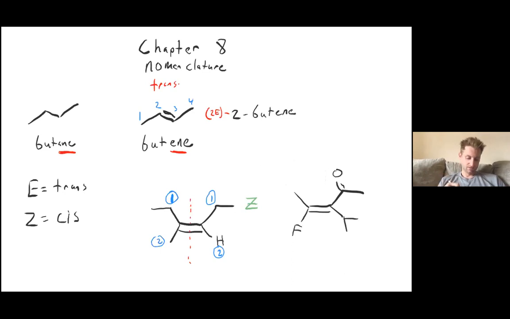Like this here. We're again going to break it in half. Doing our priority naming on the left, we would say that fluorine is a higher priority than this CH3. Same thing on the right, we would say that this carbonyl on top is a higher priority than isopropyl. Our highest priorities are on opposite sides of our double bond, like a trans structure would be. So this would be an E alkene. Any questions on this before I do just like a full nomenclature example?